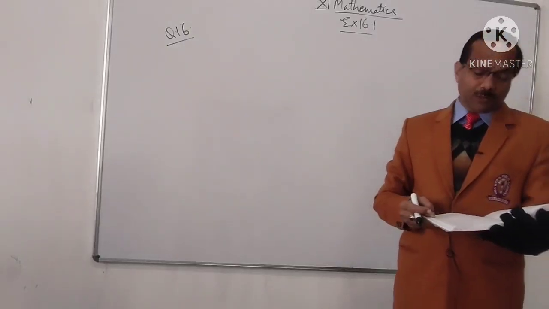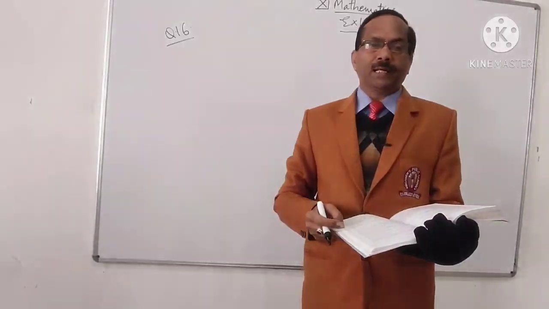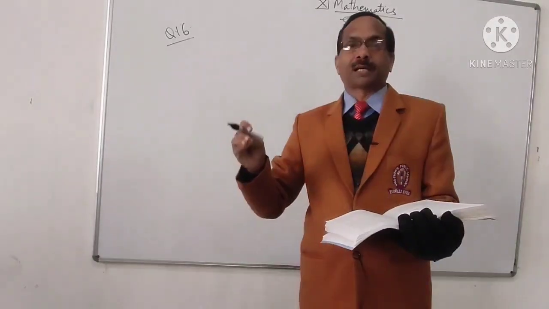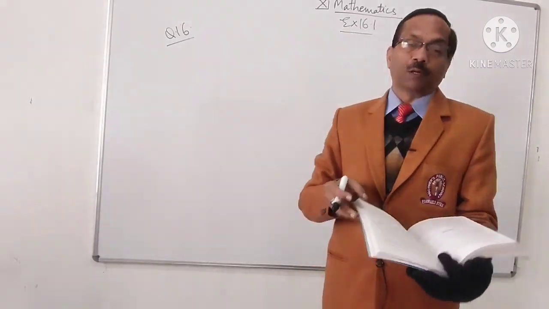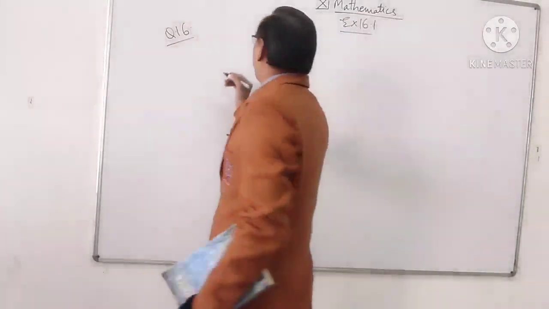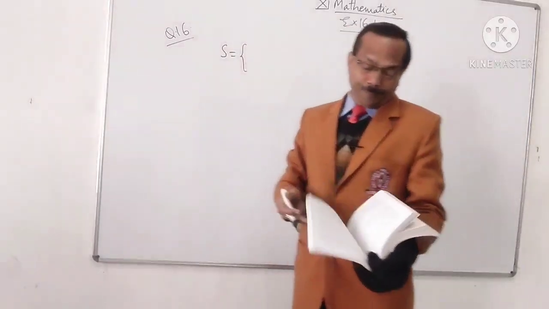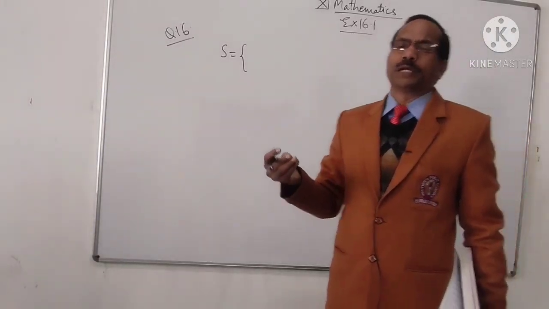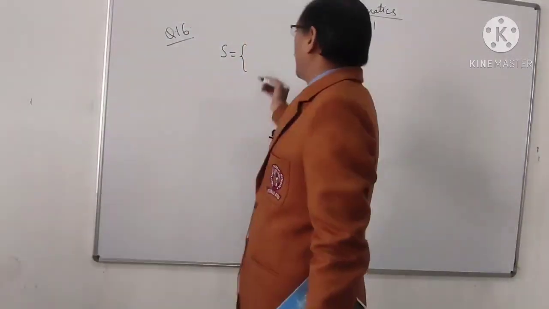Student, next is question number 16. The question is: a die is thrown repeatedly until a 6 comes up. What is the sample space for this experiment? So, student, we will throw a die until 6 comes up. So there are so many cases, there is a chance that 6 comes the first time.